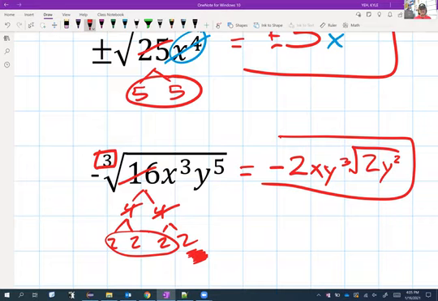So negative the cube root of 16x cubed y to the fifth came out to be negative 2xy times the cube root of our leftovers, 2y squared.